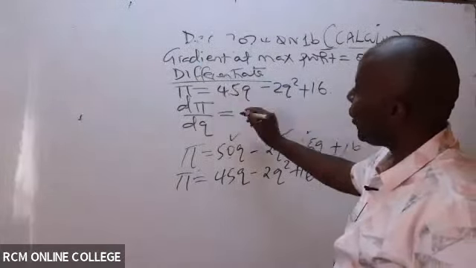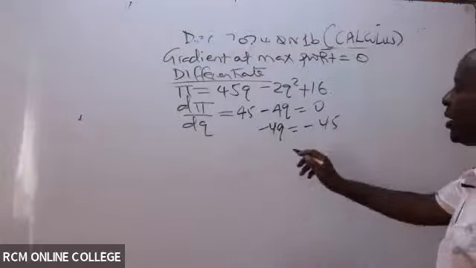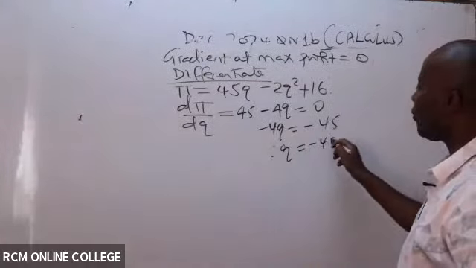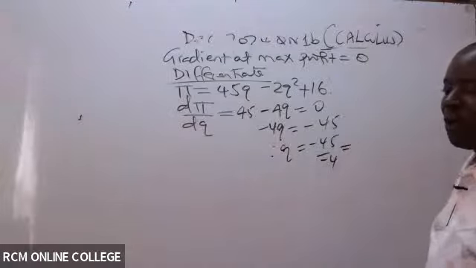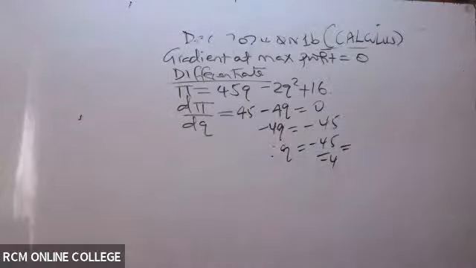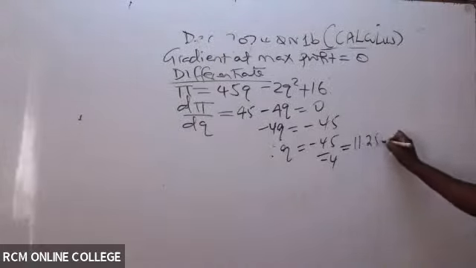So can you kindly go ahead and make Q the subject of the formula? If you do, you will have minus 4Q equals minus 45, because the 45 goes to the other side and becomes negative. So Q will be equal to minus 45 over minus 4, which gives me 11.25 units.